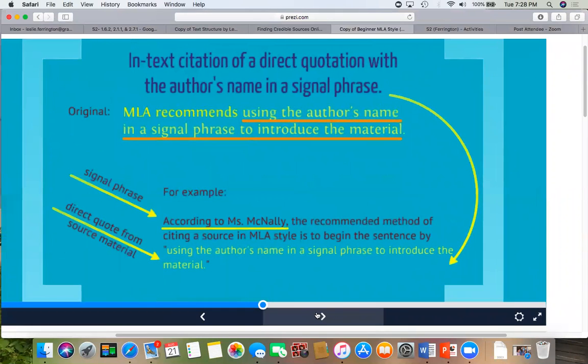This is the first example of a direct quote with the author's name in a signal phrase. Up here, the part with the orange underline is the actual quote from the website, and the underlined part is what we're going to use in our quote. The example is, according to Mrs. McNally, the recommended method of citing a source in MLA style is to begin the sentence by using the author's name in a signal phrase to introduce the material. The part in yellow is the part that's quoted. That's why there are quote marks around it. But the author's name is up here, so you don't have to put it in parentheses at the end. As long as you include the author's name up here, that's totally fine. You don't have to put anything else after.